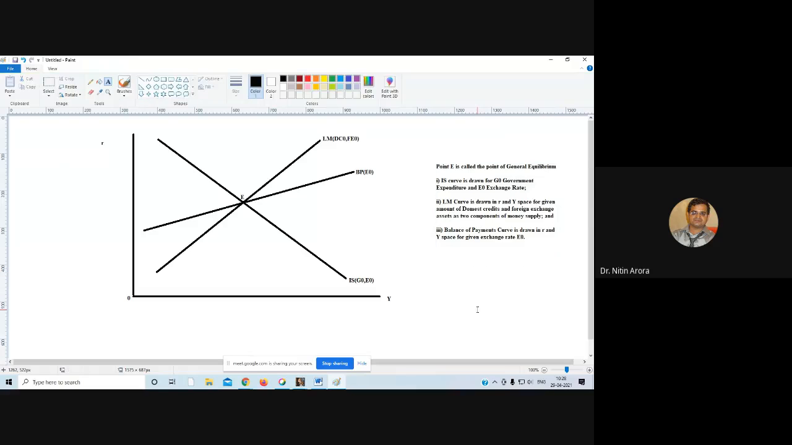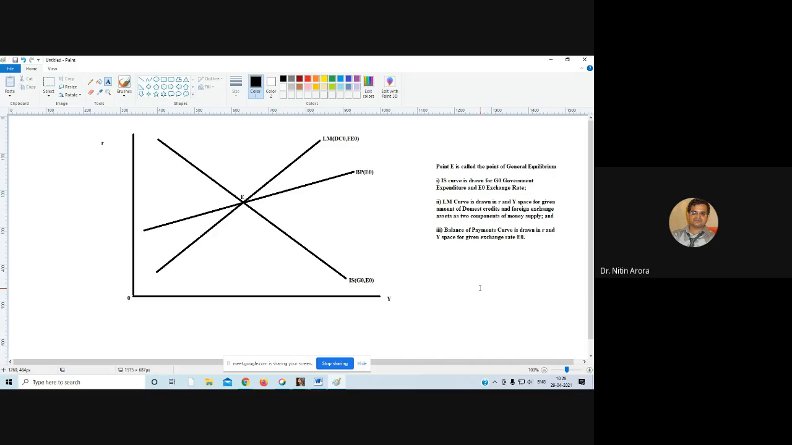This is the interpretation of the point E, the general equilibrium of the economy. Since three markets are in equilibrium, the fourth market, labor market, will automatically be in equilibrium as per Walrasian law. Since it follows the Walrasian system, this is called the ISLM BP framework.